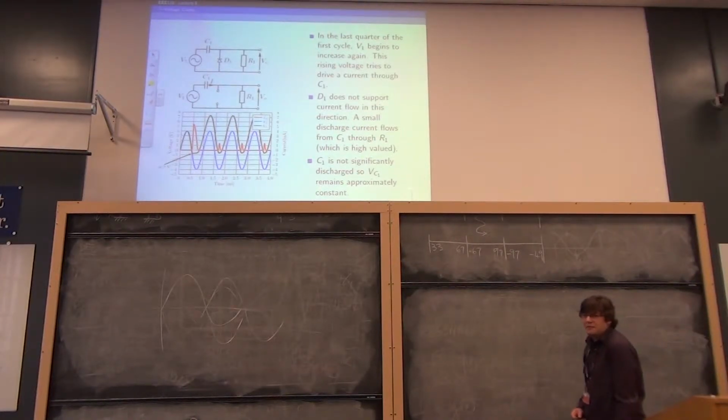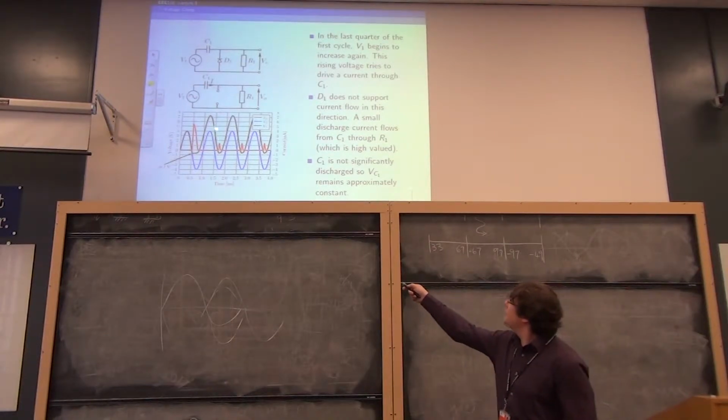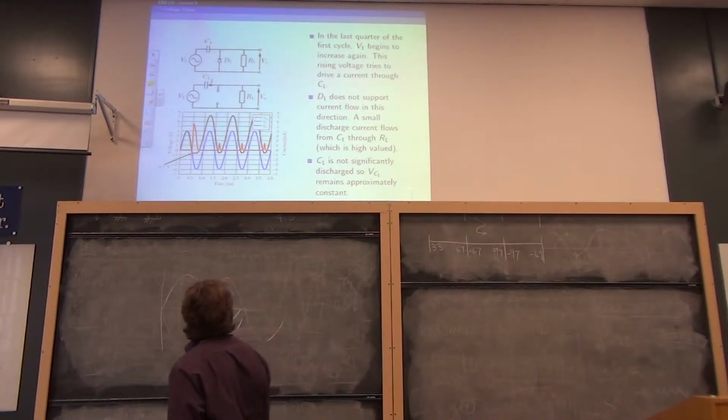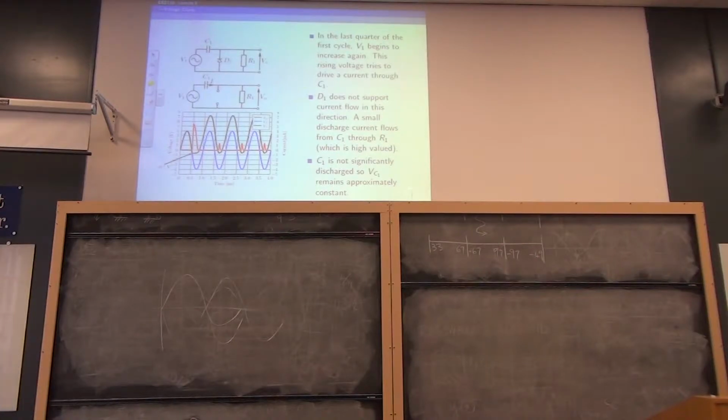So, last quarter, we are up to just about here now. As V1 starts to increase, from this point here to this point here, V1 is increasing. It's still negative, but it's now going up. And the voltage increasing tries to drive a current through the capacitor, C1, and the diode D1 will not support this conduction because it's attempting to reverse bias the diode.